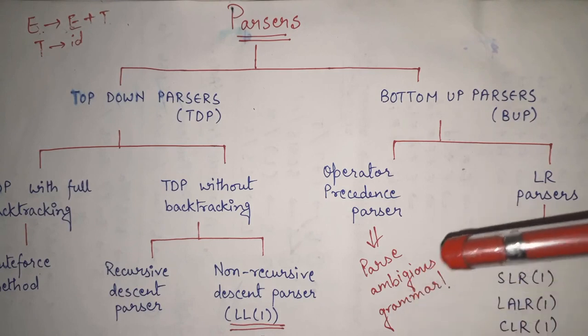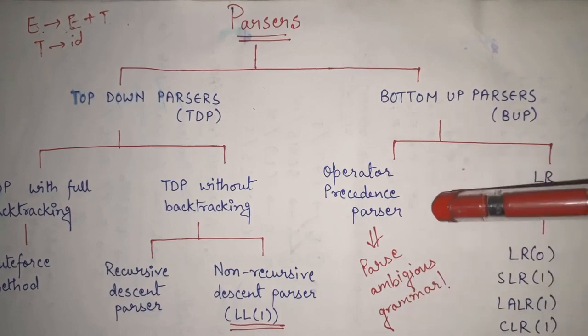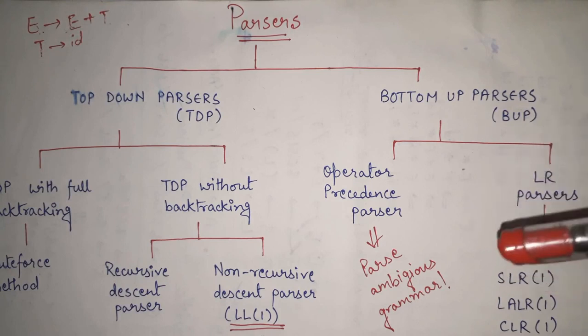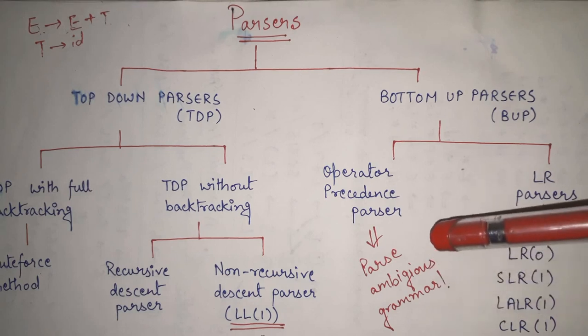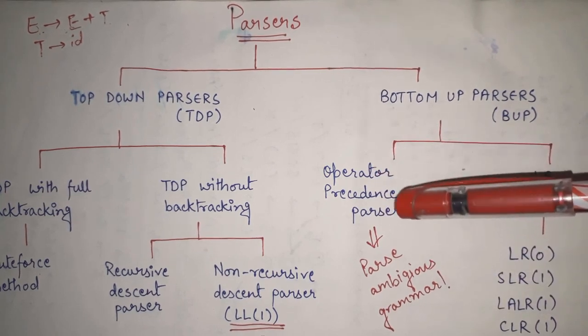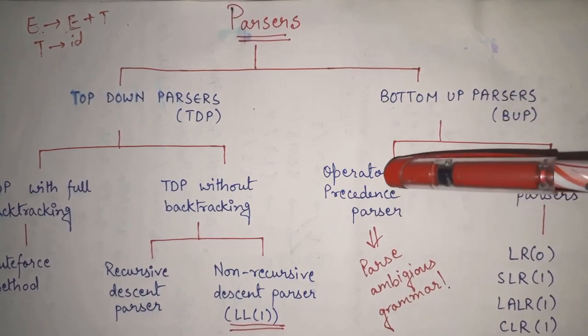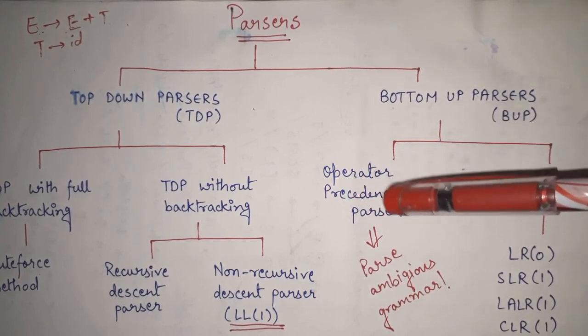Now we have certain rules about this operator precedence parser: we cannot have null on either side, we cannot have a variable and terminal together, and like this there are certain rules that we have to take care of. We will see those things in the specific video about this parser.